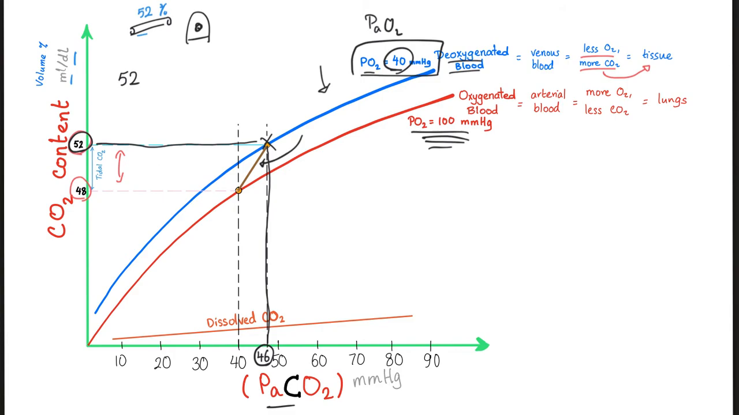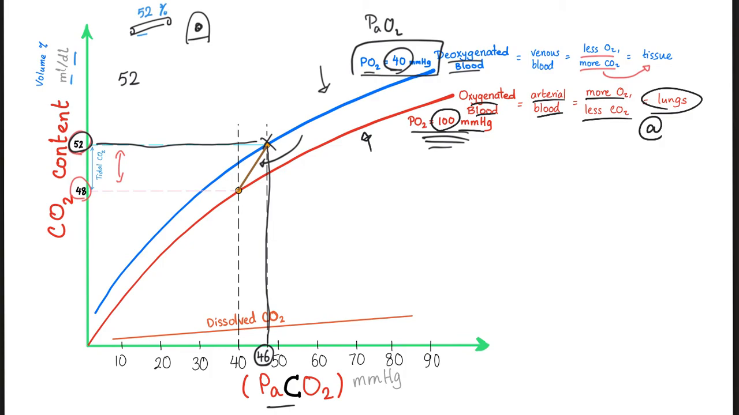Now, what is the Haldane effect? The Haldane effect is this nice brown line. So let's talk about the second line. This is the oxygenated blood. PaO2 is 100. This is oxygenated, the same thing as arterial blood. More oxygen, less CO2. This happens at the lungs. Okay, fine. Okay, lung, please talk about yourself.